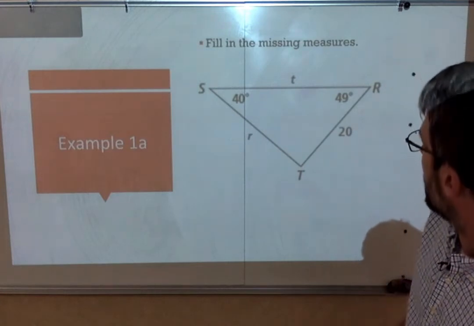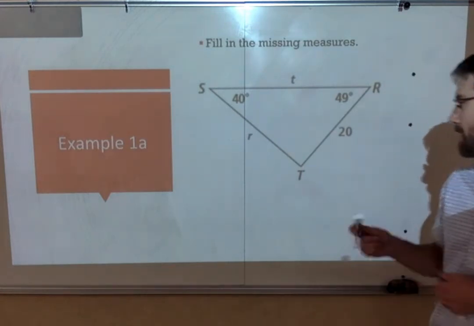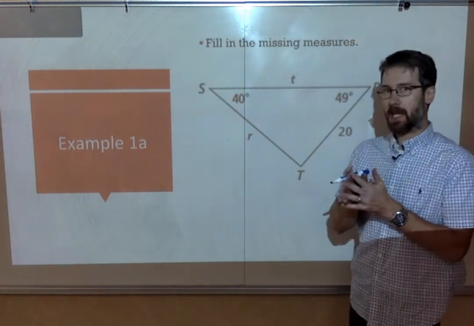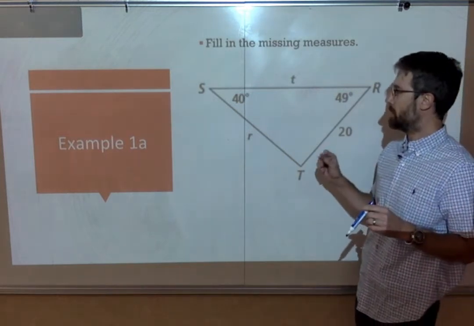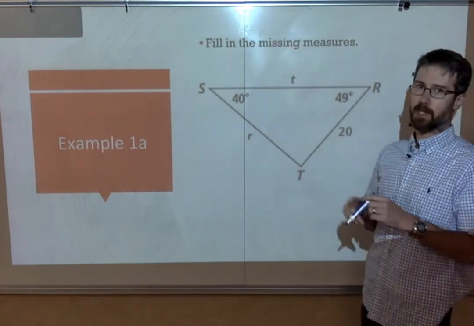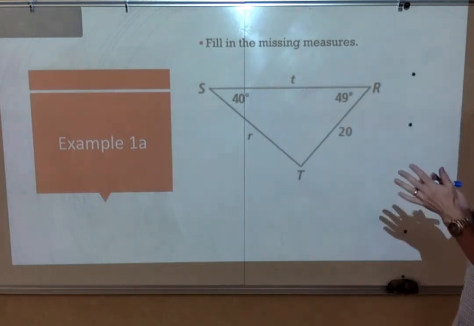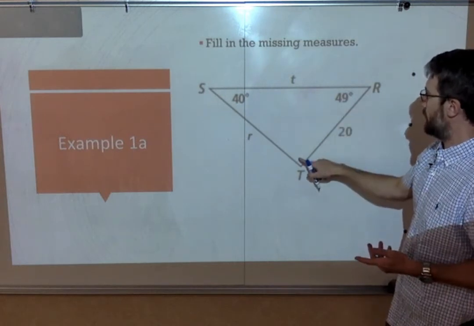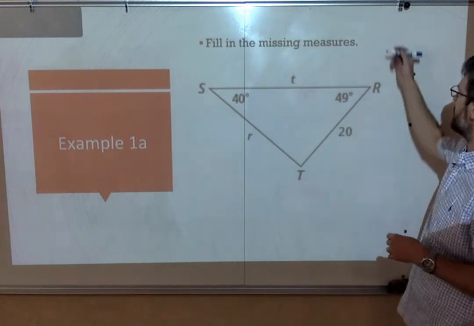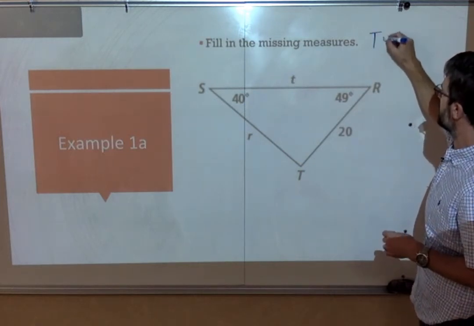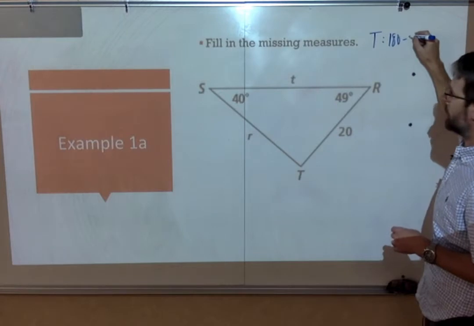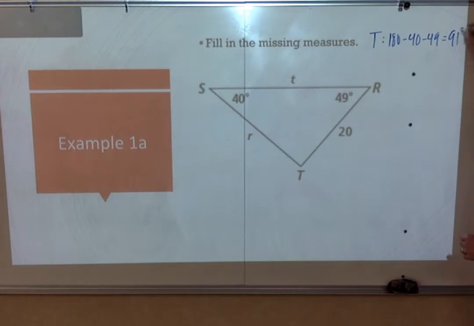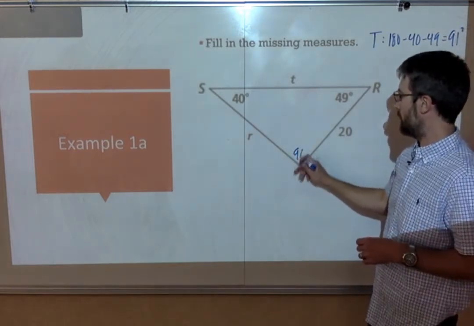Okay, so now we fill in the missing measures, so solving this triangle. What we're actually going to probably ask you to do on the test is just to find one side, but you're going to need to be able to do all of these things in order to find that one side. So here we go. I've got a 40, a 49, I've got a missing angle, so right away I could fill in that missing angle T by doing this. T is going to be 180 minus 40 minus 49, and that is going to be 91 degrees. So this is pretty close to a right triangle, but not quite.